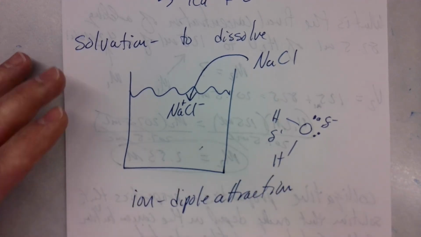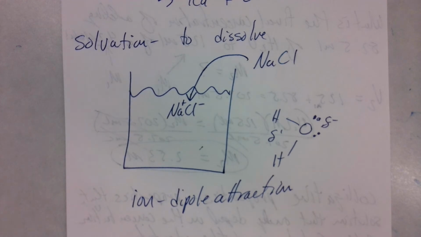And as it starts to pull on it, other water molecules start to get into the nooks and crannies, get in between it and push it away. And as it breaks apart, that water molecule literally drags it around whatever that container is. And that's how solvation occurs.